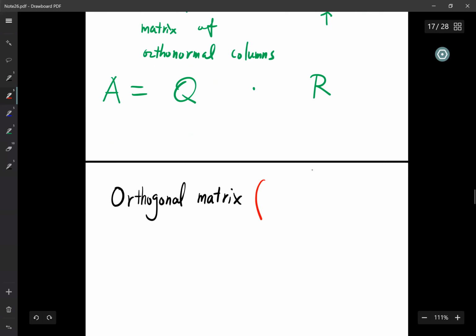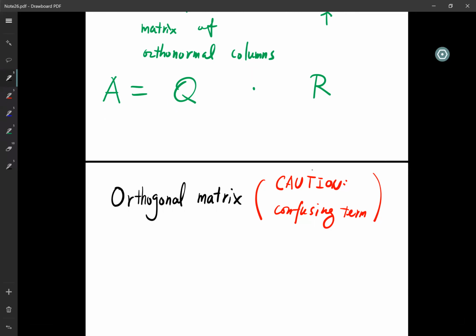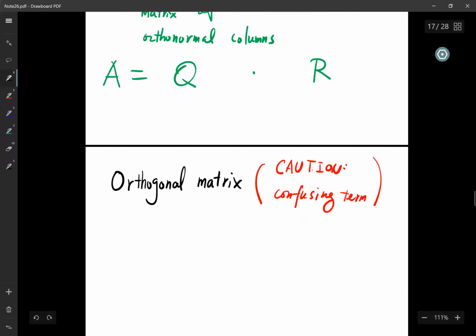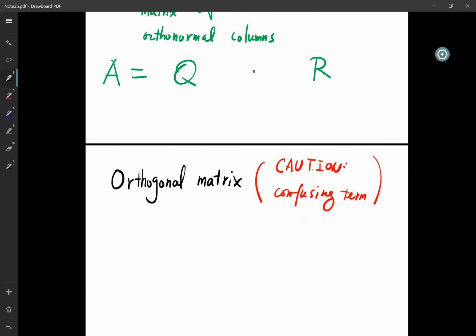This is very confusing terminology. The reason why it is confusing is not because of orthogonal, but really an orthogonal matrix, after I define it, you'll find that it's better to just call it orthonormal matrix, but somehow the name just stays in the literature called orthogonal matrix.